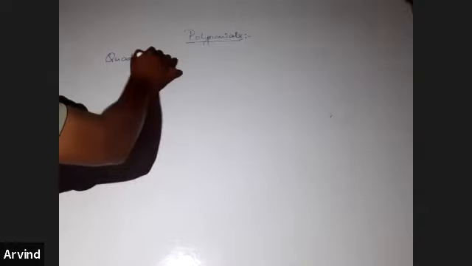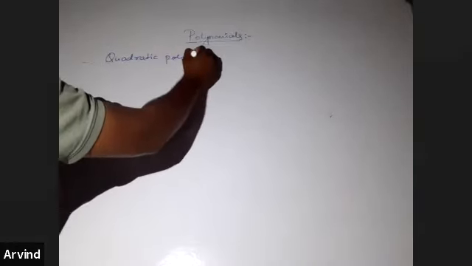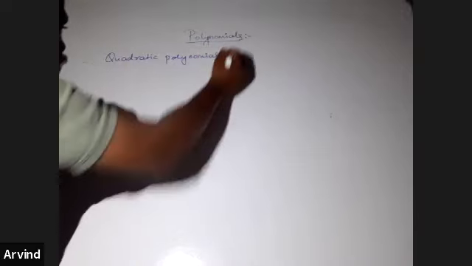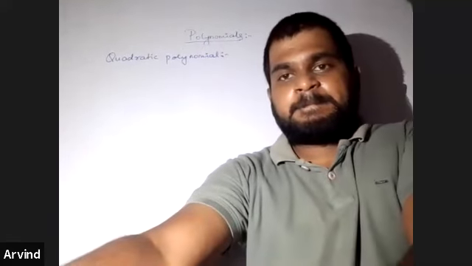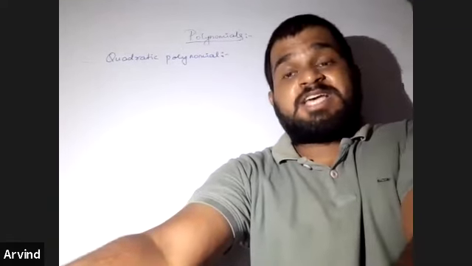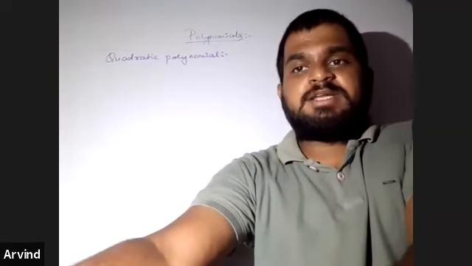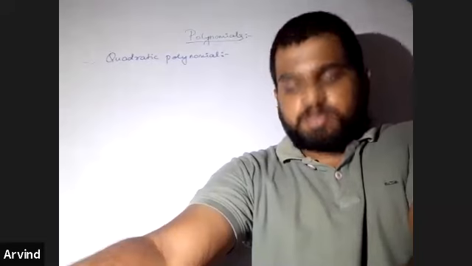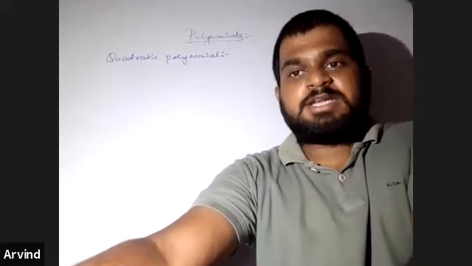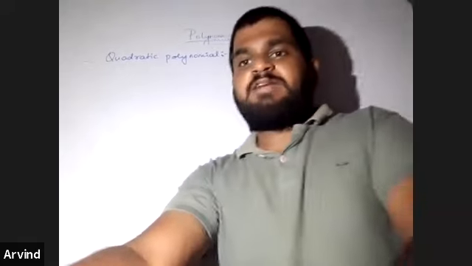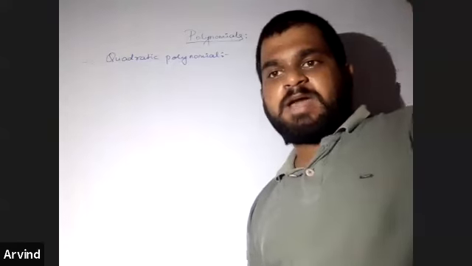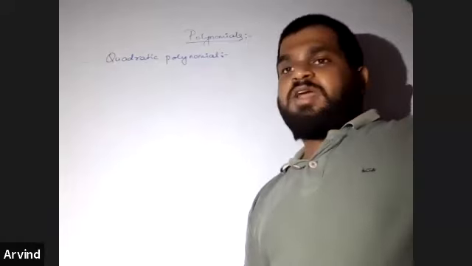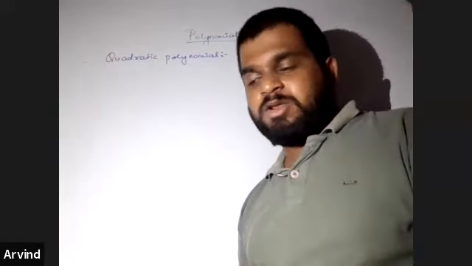Okay, quadratic polynomial. Which polynomial do we call quadratic? When do we say a polynomial is quadratic? Which has a degree equal to 2. Very good. And what was the standard form I have given? ax square plus bx plus c. Yeah, very good. ax square plus bx plus c. So we are going to learn only about those polynomials.